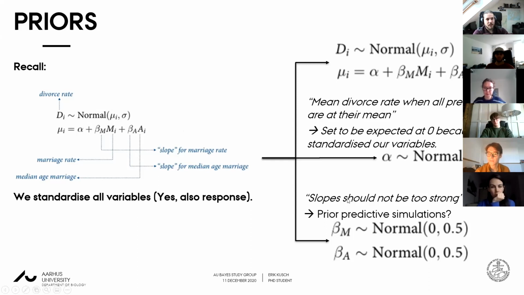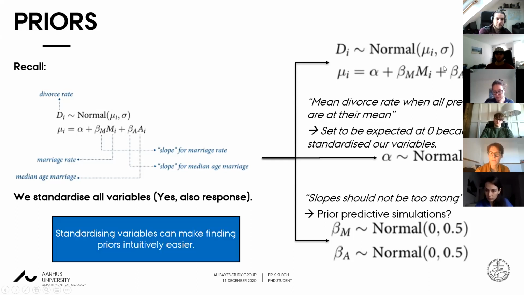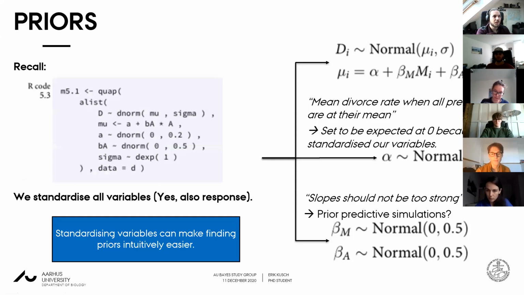McElreath mentioned in his lecture that slopes shouldn't be too strong. For this, we would probably want to run a prior predictive simulation so that the priors don't get too intense when we have, I don't know, standard deviations greater than 0.5 in this example. So standardizing variables, just to drive this point home, can make finding priors intuitively much easier.